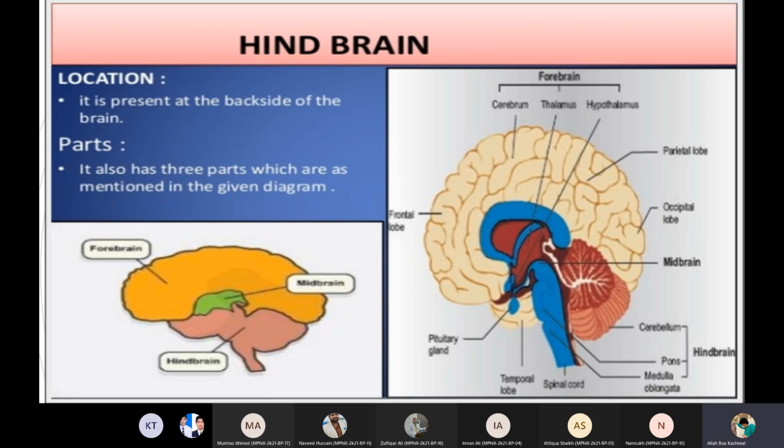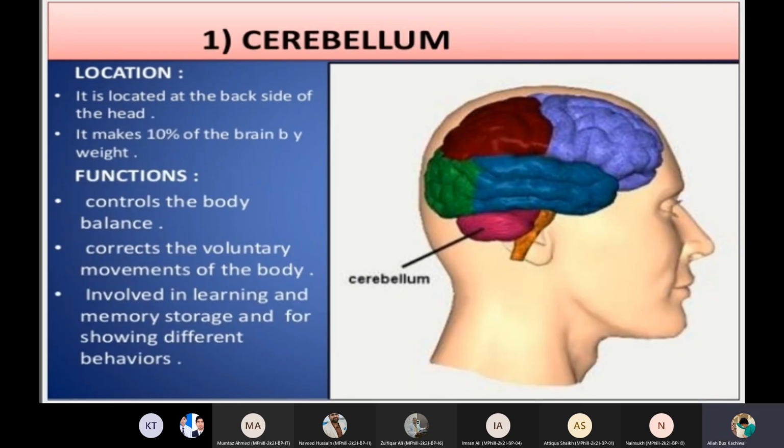The cerebellum, the pons, and the medulla oblongata. The cerebellum is located at the back side of the head, and it makes up 10% of the brain by weight. The function of the cerebellum is to control the body balance, correct the voluntary movements of the body, be involved in learning and memory storage, and show different behaviors. So the cerebellum gives you control of the body balance.